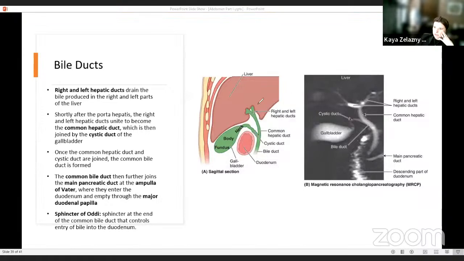Okay, so we are going to have right and left hepatic ducts coming out of the right and left parts of the liver. So they're coming here. The porta hepatis is that little groove of the H if we're looking at the visceral surface of the liver. So that's the location we're in. And pretty much right after that, they're going to join together to become the common hepatic duct. So we can see that here.